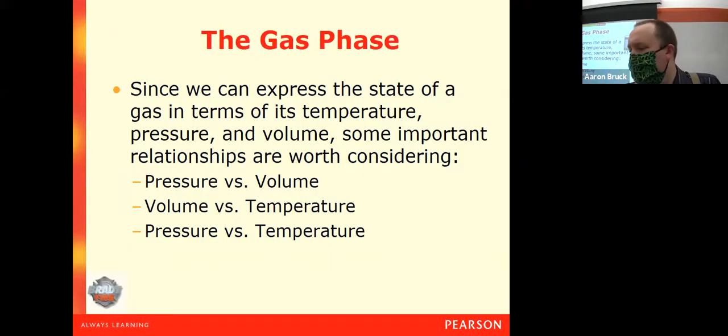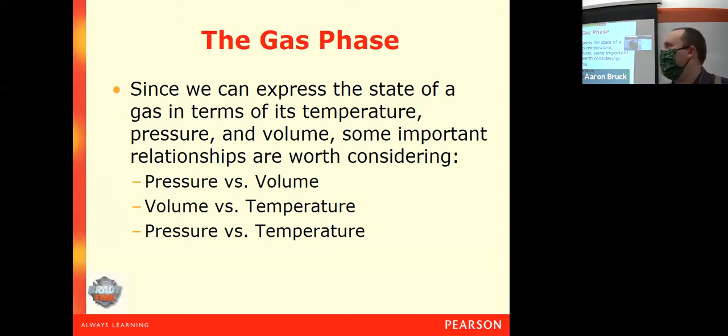All right, so we start today by taking those last two concepts that we looked at, those being pressure and temperature, and relating a third concept, the volume. And we're going to start talking about some of the relationships that gases have in terms of those three parameters.